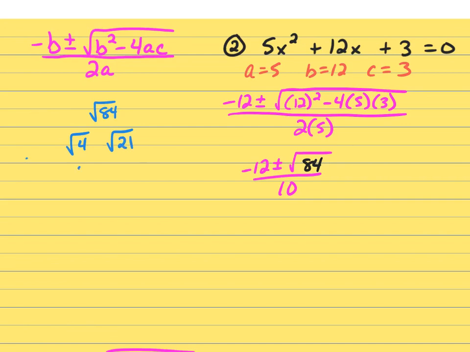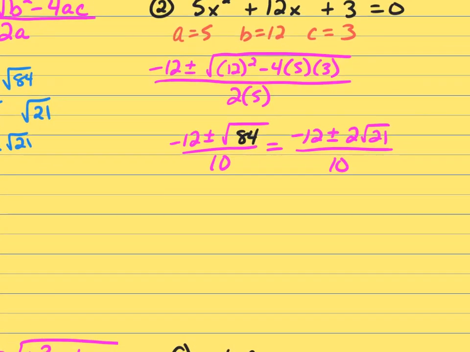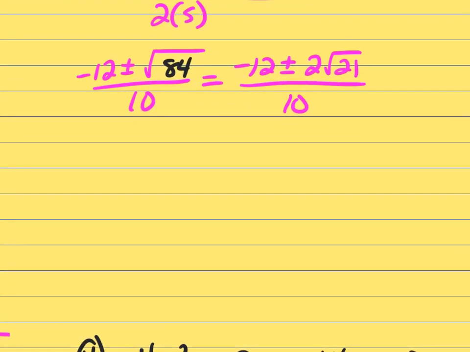And the square root of 4 is 2. So 2 square root of 21. So I'm going to come back over here and I'm going to rewrite this. Negative 12 plus or minus 2 square root of 21 over 10. All right, from here I'm going to zoom in on this. The top, we want to factor out the most possible. And what's the largest number that goes into 12 and 2?